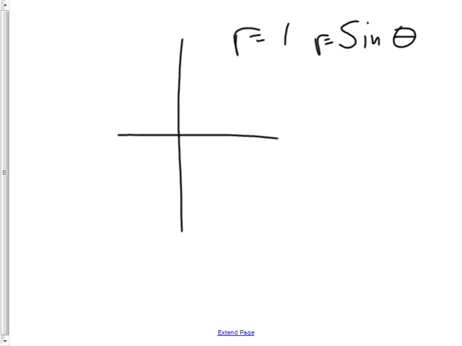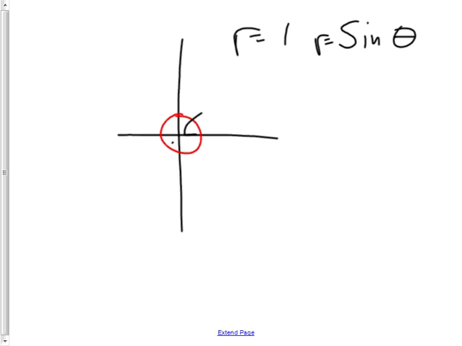Just one thing at a time. I'm showing people how it looks, so I want them to get that perspective. r equals 1 is a circle with a radius of 1, right? And you may want to zoom in on this when you're done with it. r equals sine theta, is that also a circle? Yeah, but it's in a little different place.